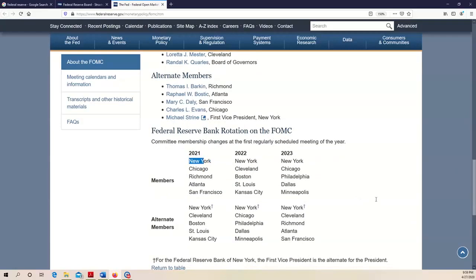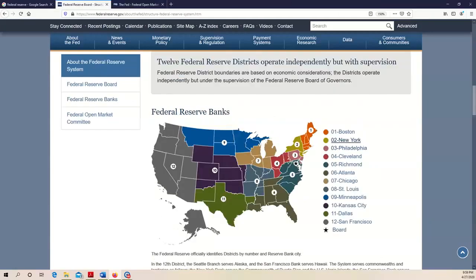And as you can see, 1 seat is always reserved for the president of the Federal Reserve Bank of New York. So the Federal Reserve Bank of New York ranks higher than the remaining 11 regional banks. The Federal Reserve Bank of New York is more important than the remaining 11 regional banks.